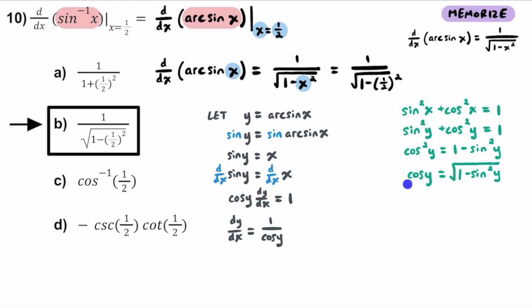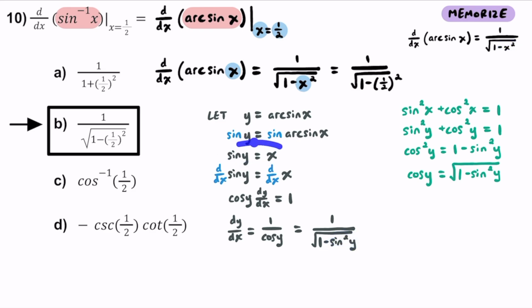Alright, so at this point we see that this cosine of y is the same thing as the square root of 1 minus sine squared of y. So let's go ahead and substitute that in over here. If we go ahead and do so, we can say that the derivative would be equal to 1 over the square root of 1 minus sine squared of y. Alright, so this denominator is starting to look a lot more like the denominator we want over here, but how do we figure out that this sine squared of y is the same thing as x squared?